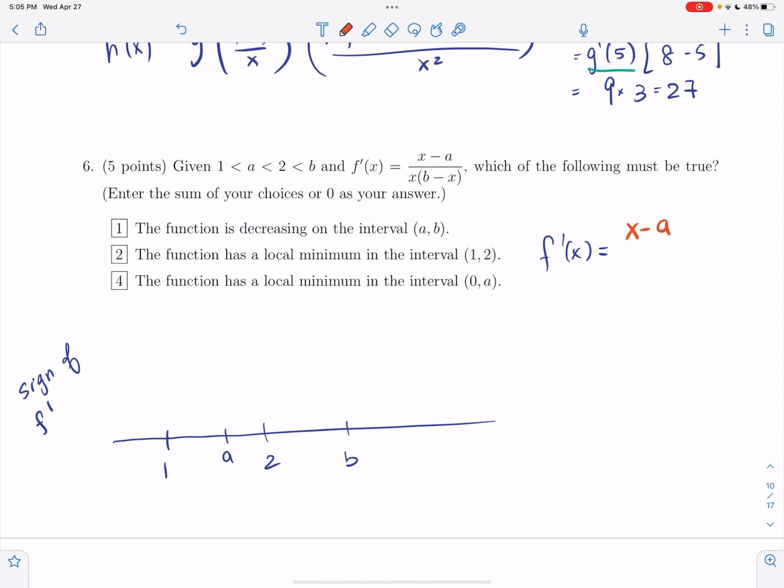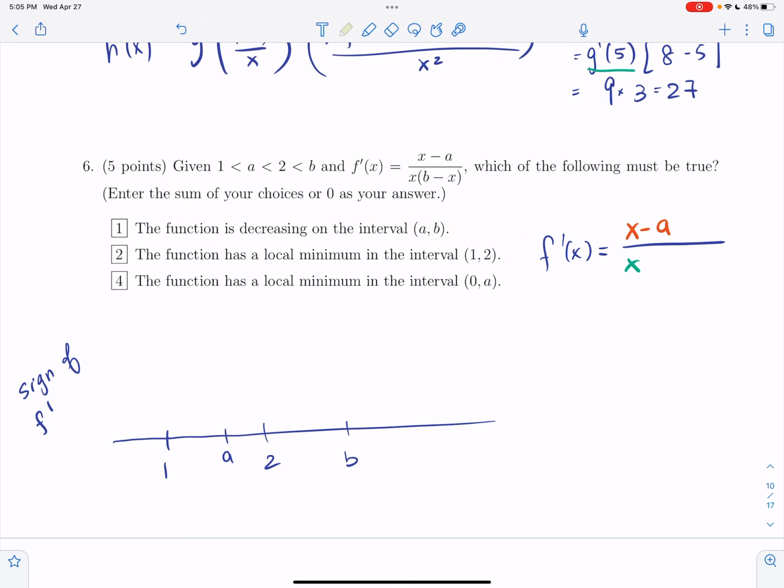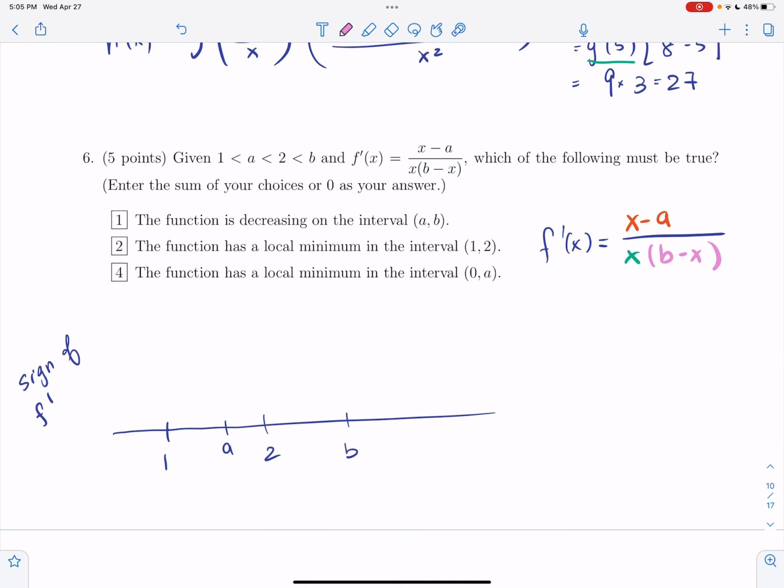X minus A, x, and I'll use a fourth color. Whoops, let's use pink for B minus x. Okay, all right, so the question part 1 asks if the function is decreasing over A to B.